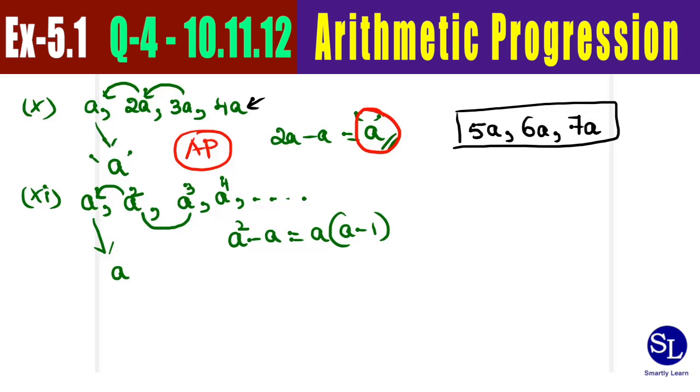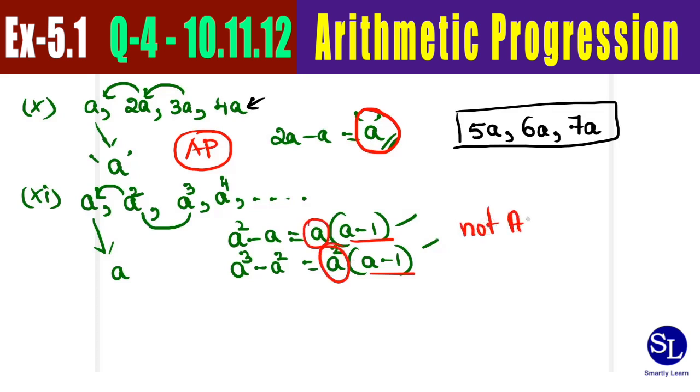Now let us subtract the second term from the third term. So a cube minus a squared, which is equal to a squared into (a minus 1). If you see between these two, the common difference does not hold. Although the a minus 1 matches, here it is a and here it is a squared. So this is not an AP, and since it's not an AP, we are not generating the next three terms.